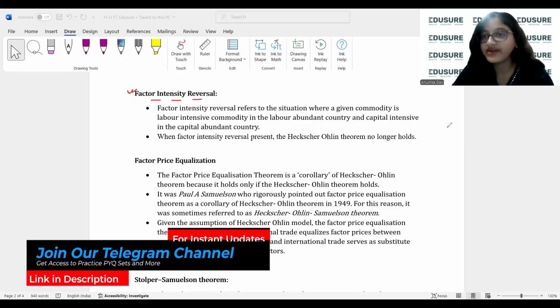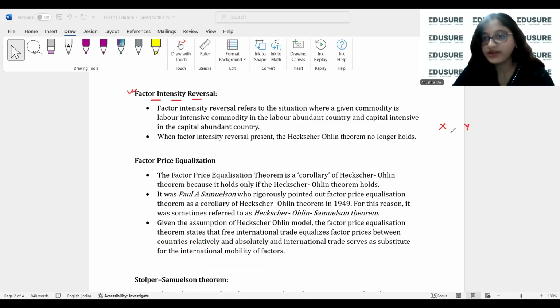One of the assumptions of the Heckscher-Ohlin model says that suppose you have two goods, X and Y. According to the assumptions of Heckscher-Ohlin, if you say that X is a labor intensive good, then X has to be labor intensive in both the countries, in nation 1 and in nation 2. And if you say Y is capital intensive, then in nation 1 and nation 2, in both the countries, the good Y has to be capital intensive. If this assumption gets violated, you get something called factor intensity reversal.